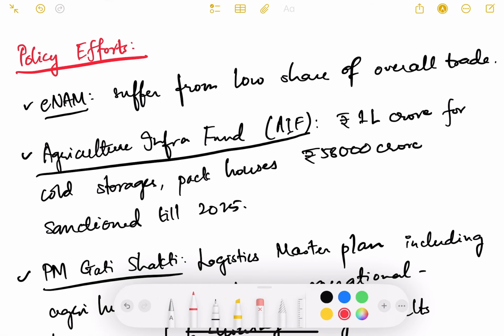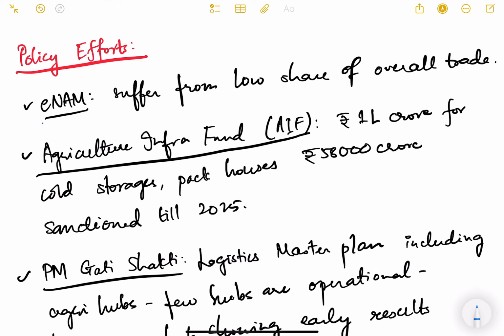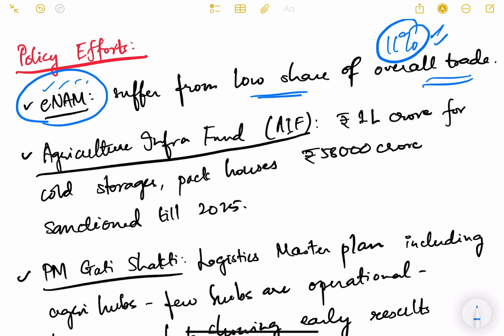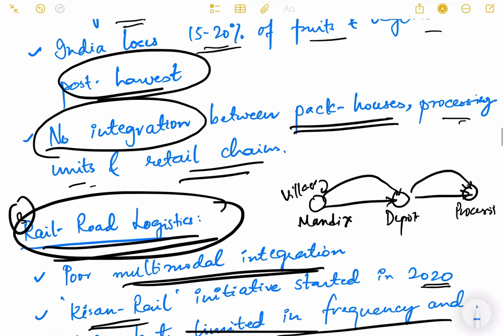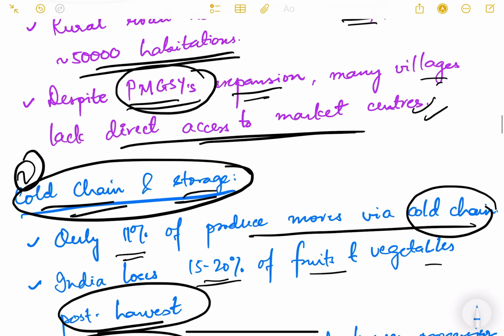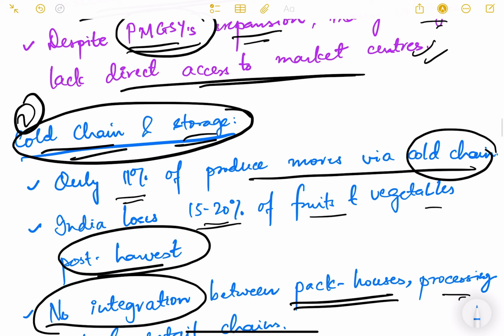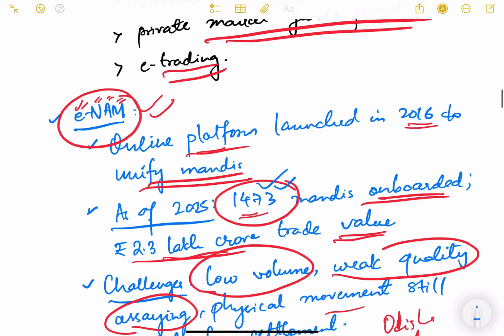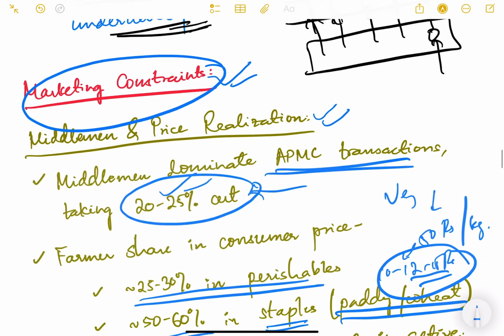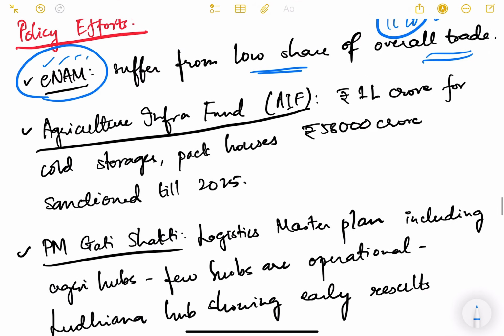Now, what are the various policy efforts? So, eNAM, electronic National Agriculture Market, we have already seen, but it suffers from a low share of the overall trade. We have seen that only about 11% moves via the cold chain, whereas for eNAM only 1,473 mandis have been connected so far on this platform.